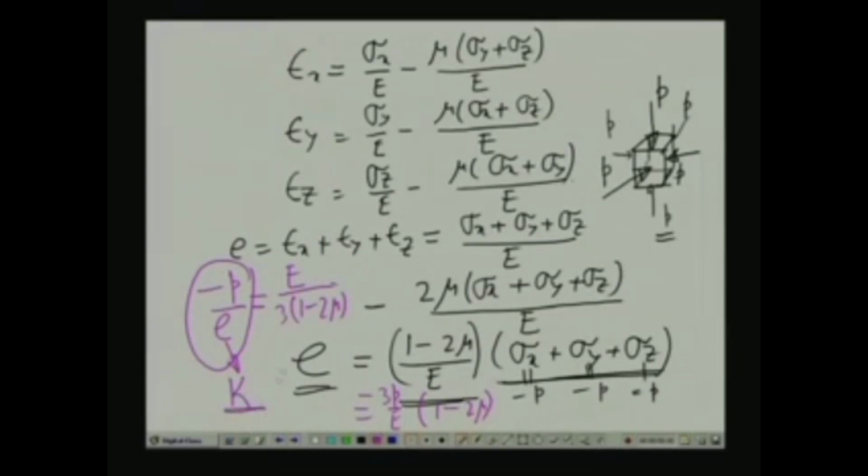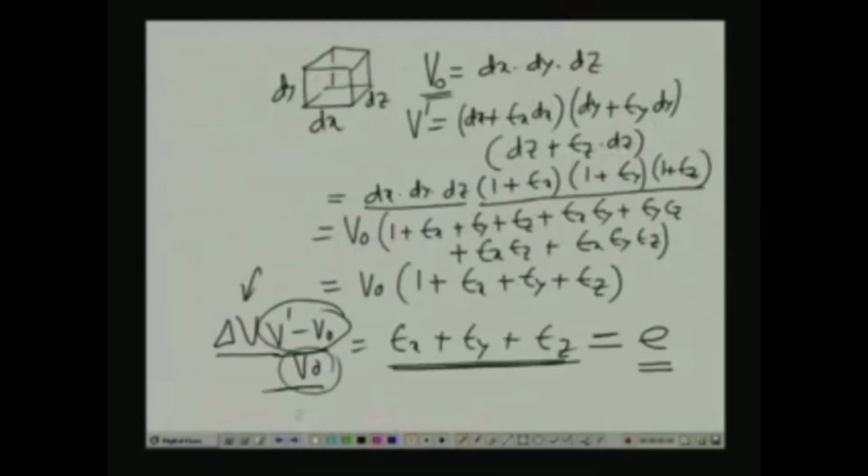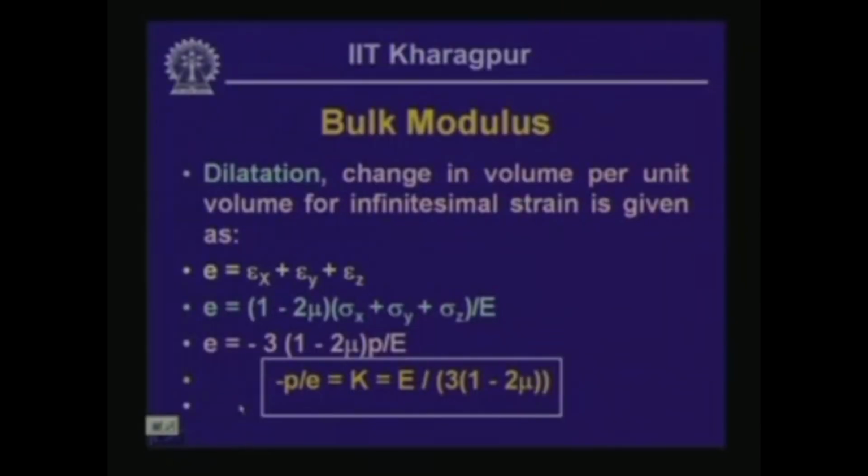and this particular quantity, minus p by e, is normally designated as the bulk modulus K. So, K is related to the elastic modulus E and Poisson's ratio mu as K equals E times 3 by (1 minus twice mu), and this is what has been discussed here.